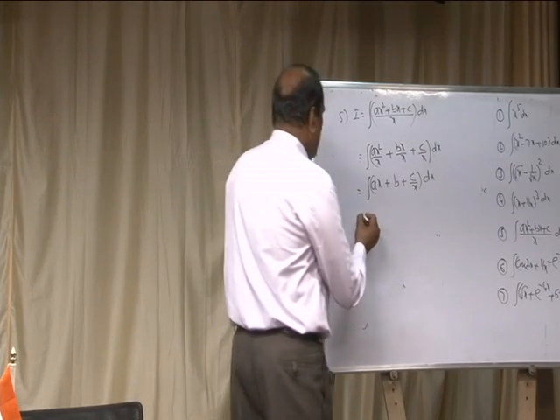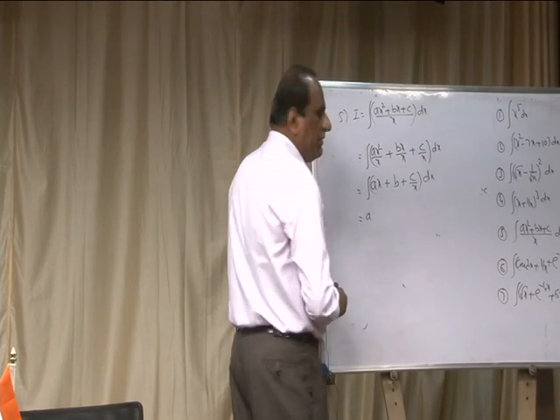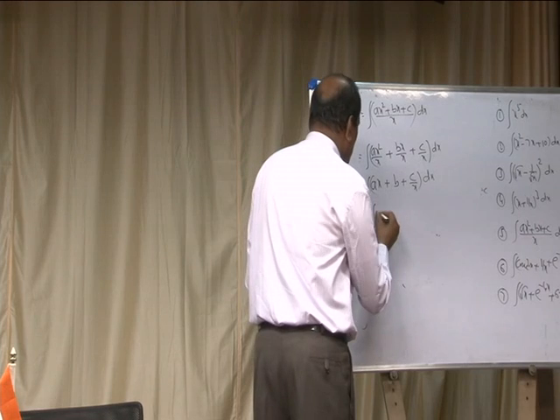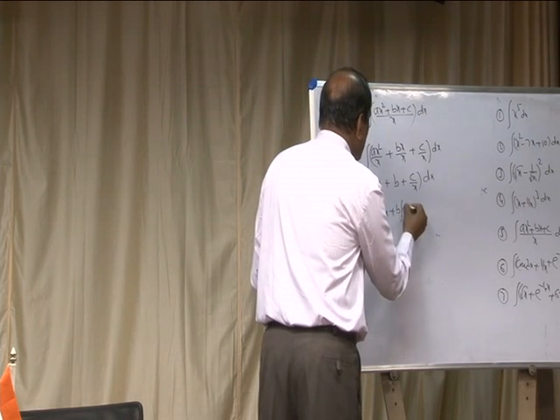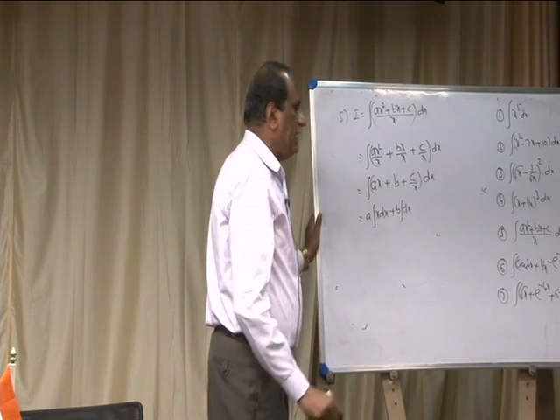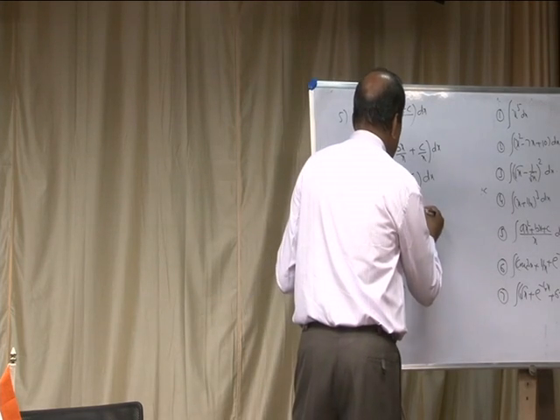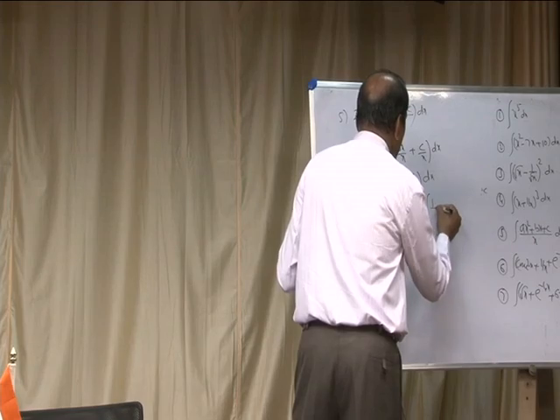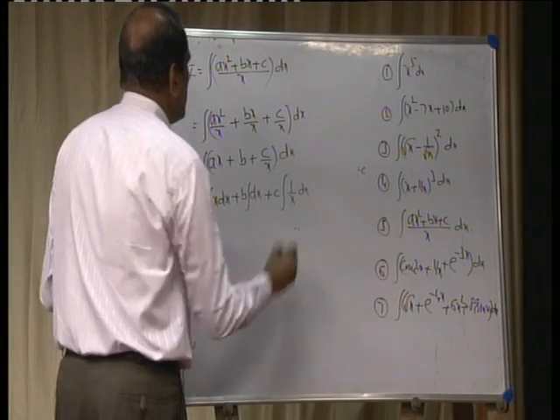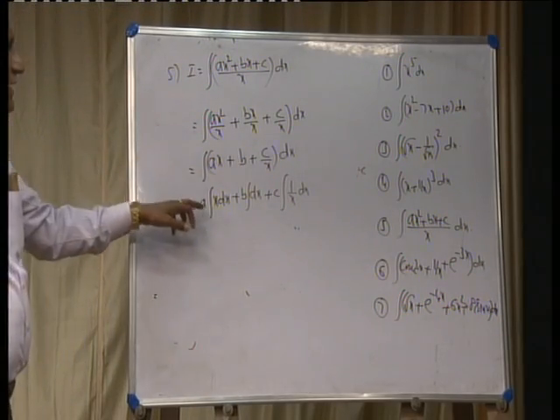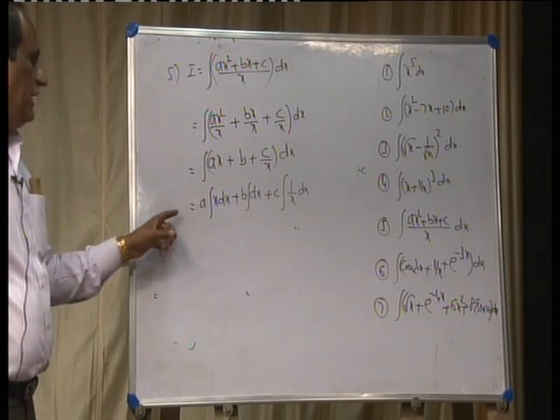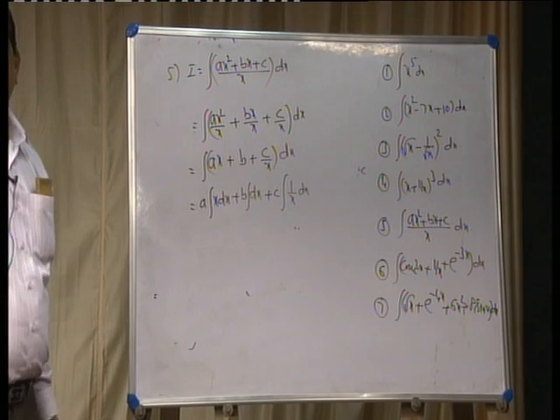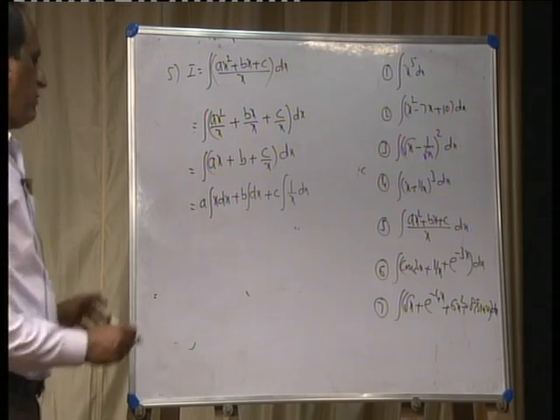Now see here, a is a constant, keep it outside, into x dx, b is a constant, variable of integration is dx, c is a constant, 1 by x dx. So, one integral is split into three different indefinite integrals. Now, integrate one by one.